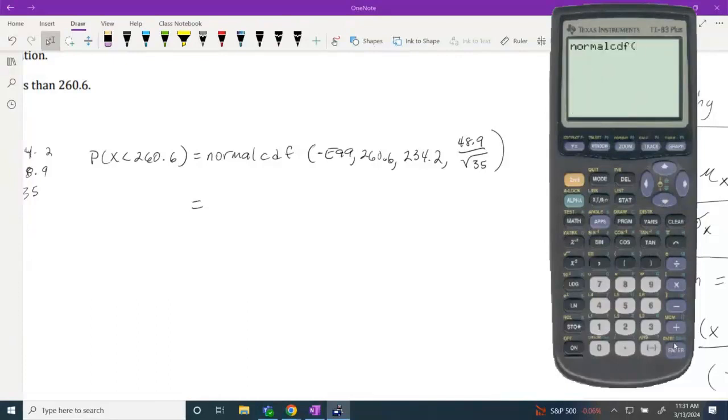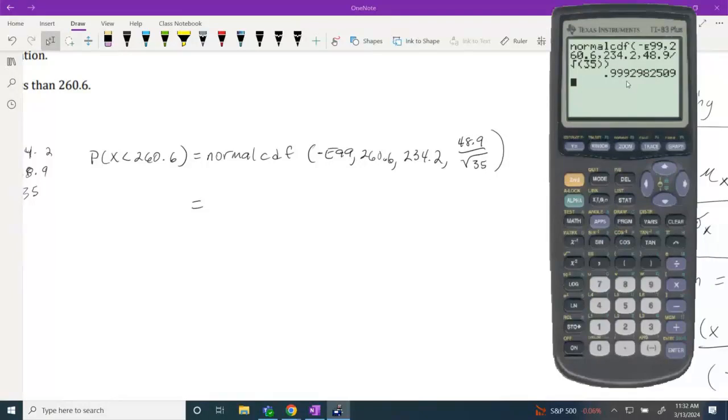So that is the normal CDF. Negative infinity, which is negative e to the 99th power, comma, 260.6, comma, and I believe I hit the parenthesis instead of the comma. The mean is 234.2, comma. The standard deviation for the sampling distribution is 48.9 divided by the square root. So it gives me a begin parenthesis of 35. Close off the begin, close off the square root, close off my function.